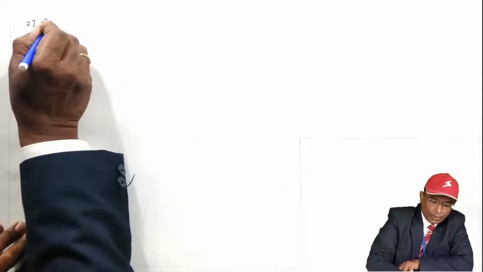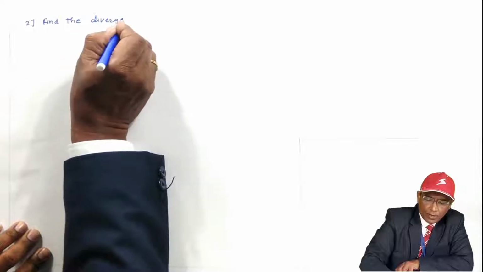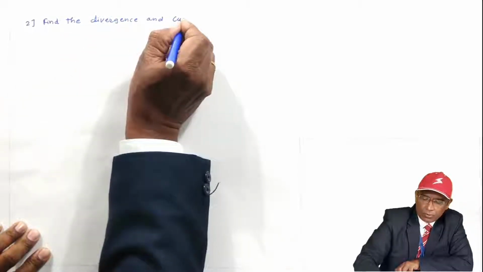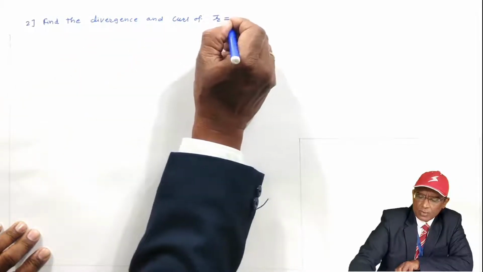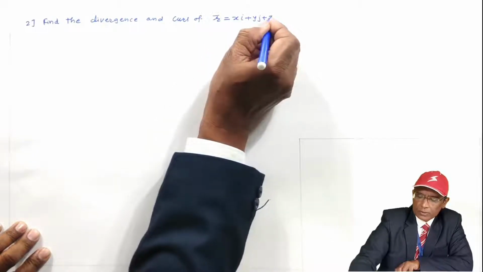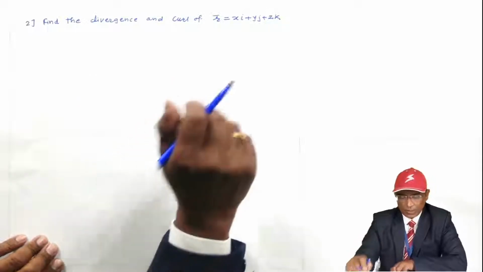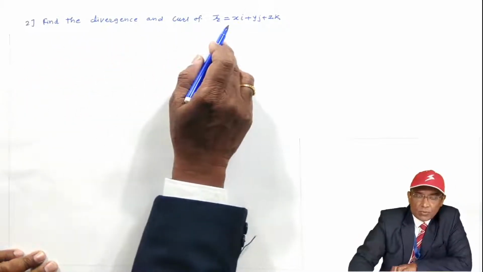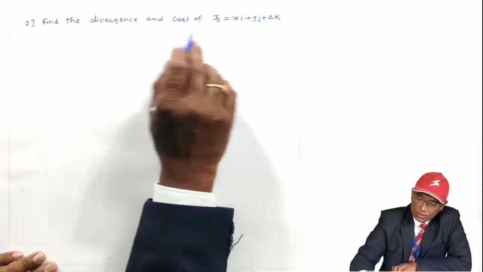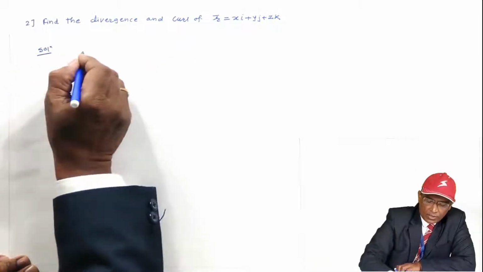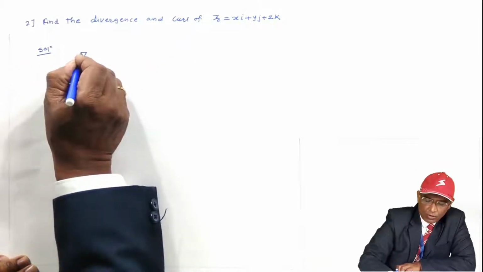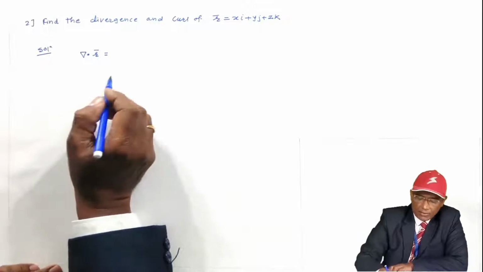Now, a very simple example I am taking. Find the divergence and curl of a vector point function. This is the standard position vector of any point in space from the origin. I want the divergence of this vector point function and the curl of this vector point function. So how do you get the divergence? Divergence means del dot. Del dot is divergence.